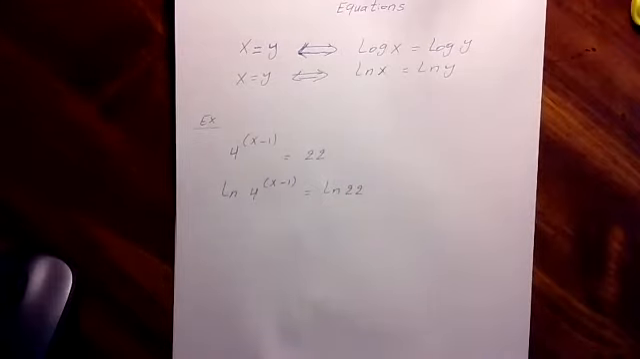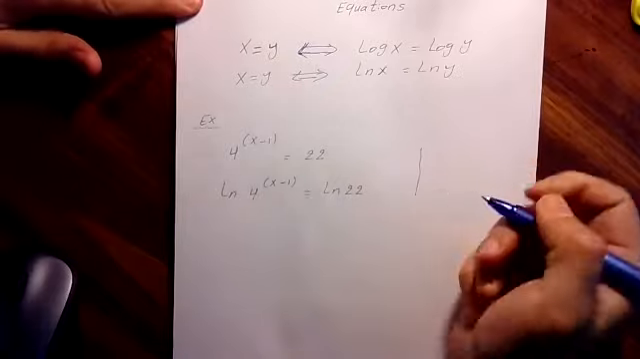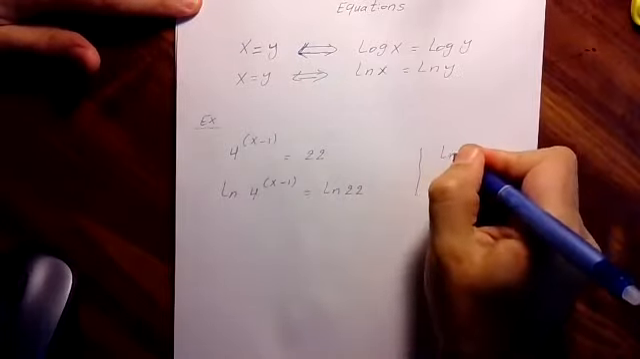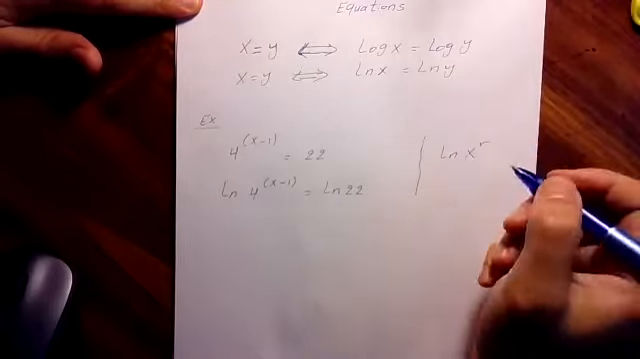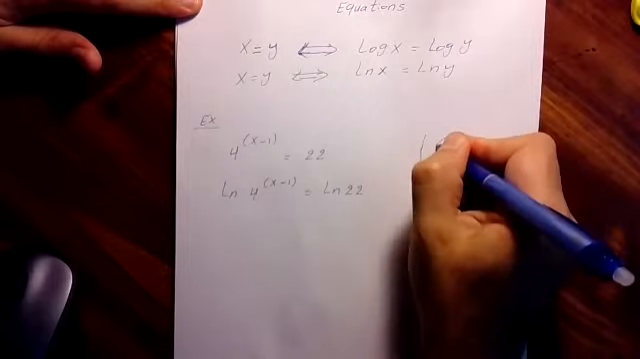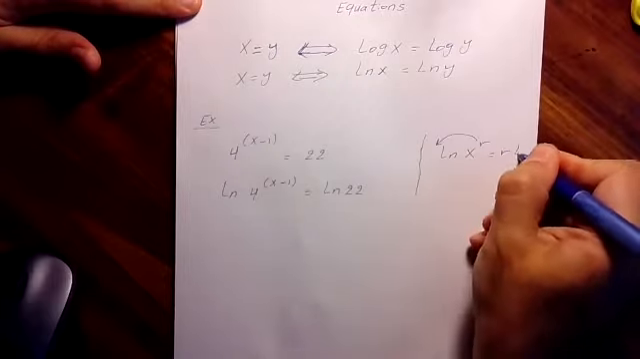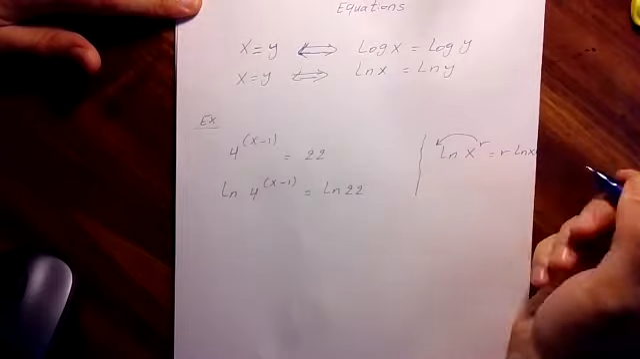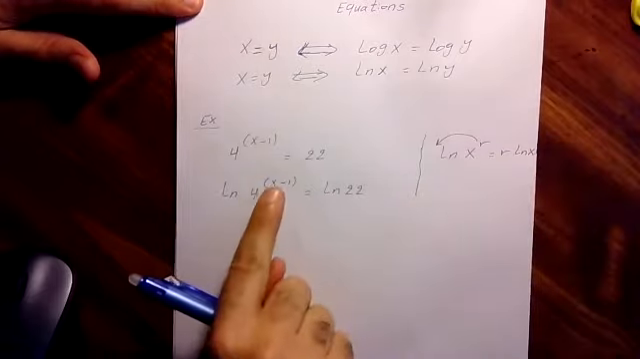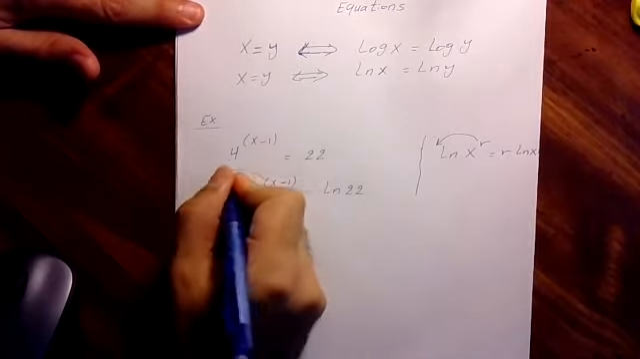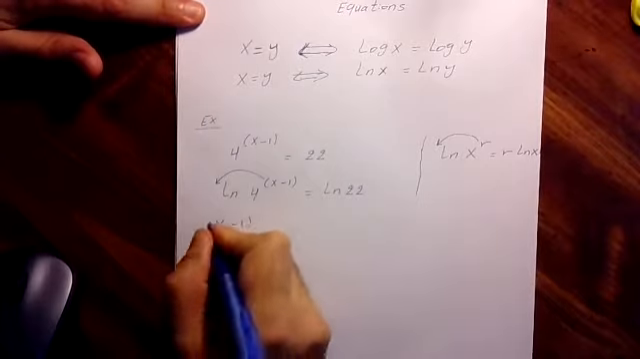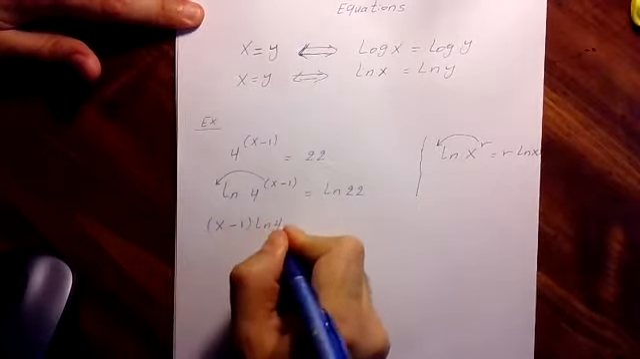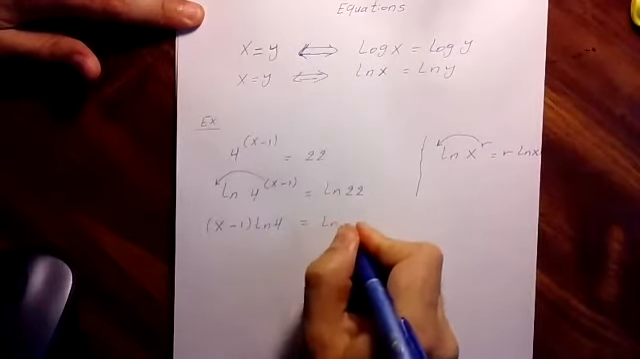Now next step, we already have a rule that says if you have ln of x to the exponent r, this is exactly the same thing as taking the exponent in front. So it's going to be r ln x. So I have an exponent here, so I'm going to take the exponent to the front. So it's going to be (x minus 1) ln 4 equal ln 22.